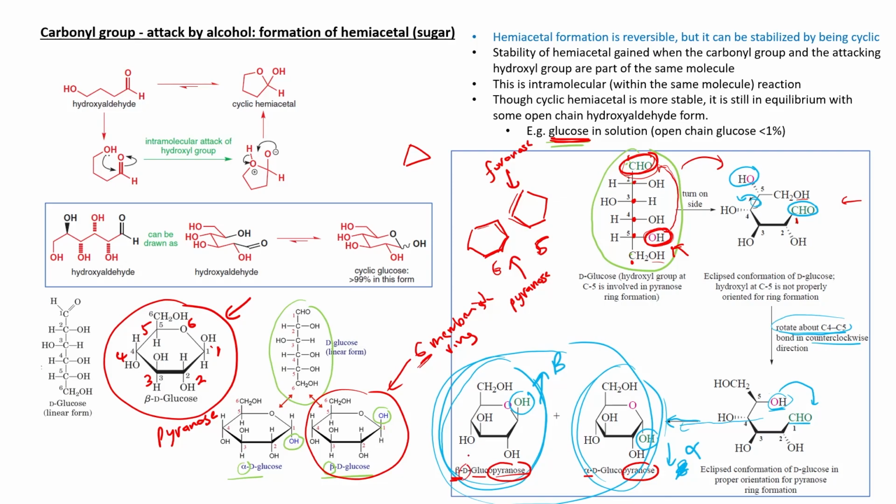No need to talk about the D; it is just something related to rotation, so we don't concern ourselves with that for now. So beta glucopyranose, and this is alpha glucopyranose. The difference is just the position of the hydroxy group.